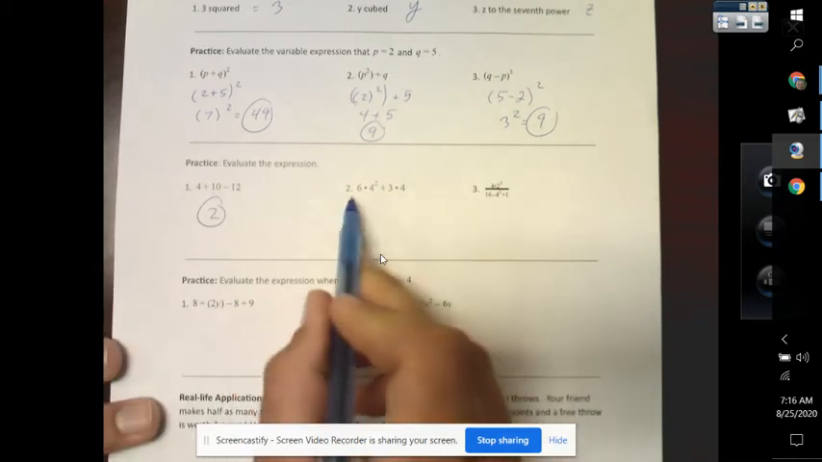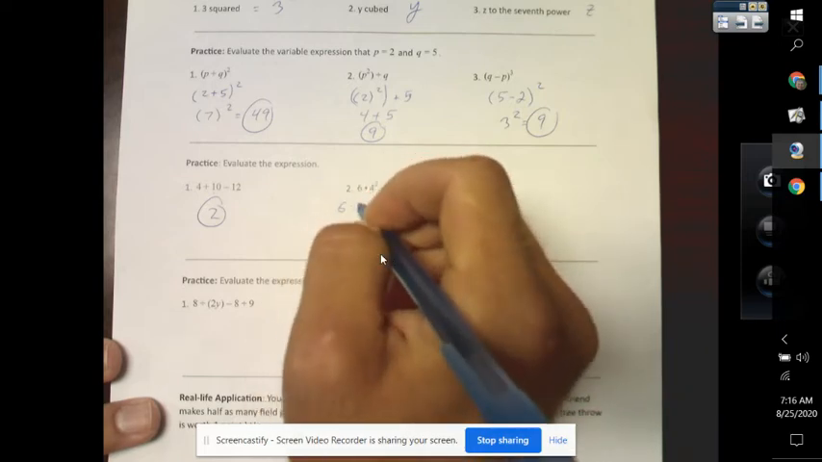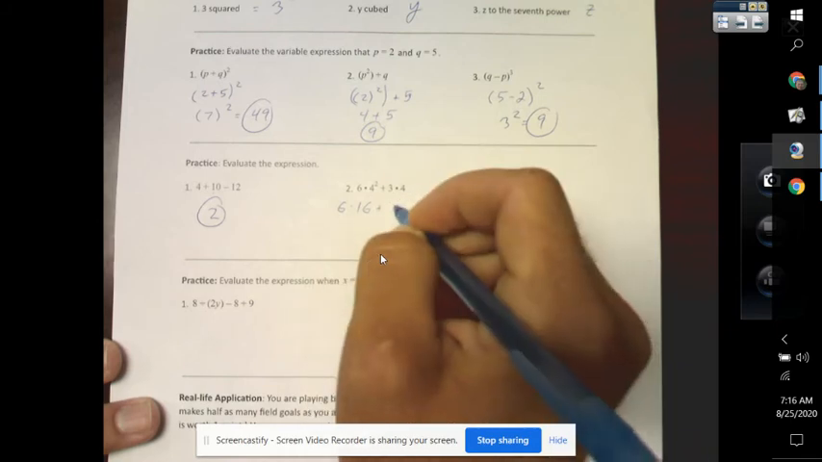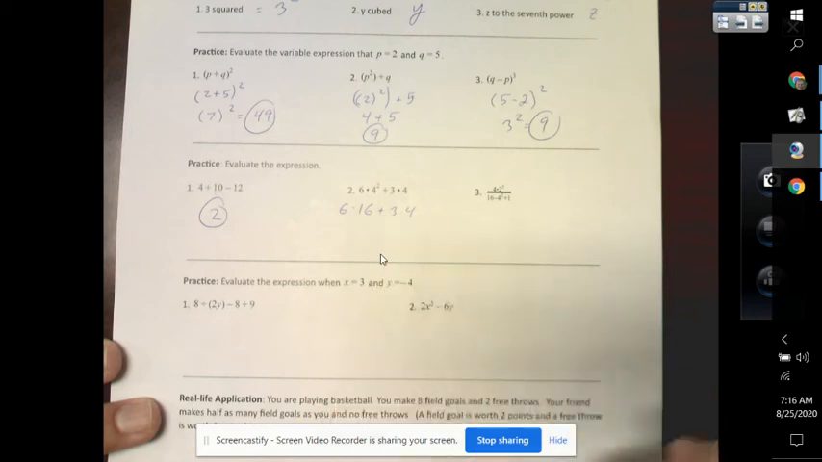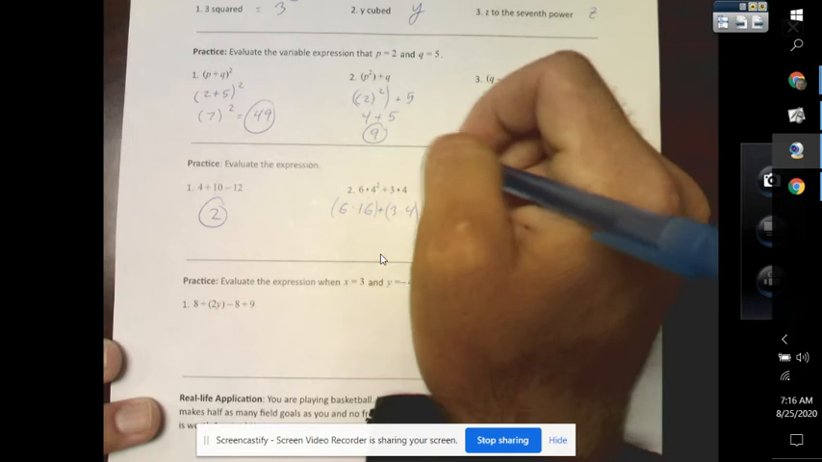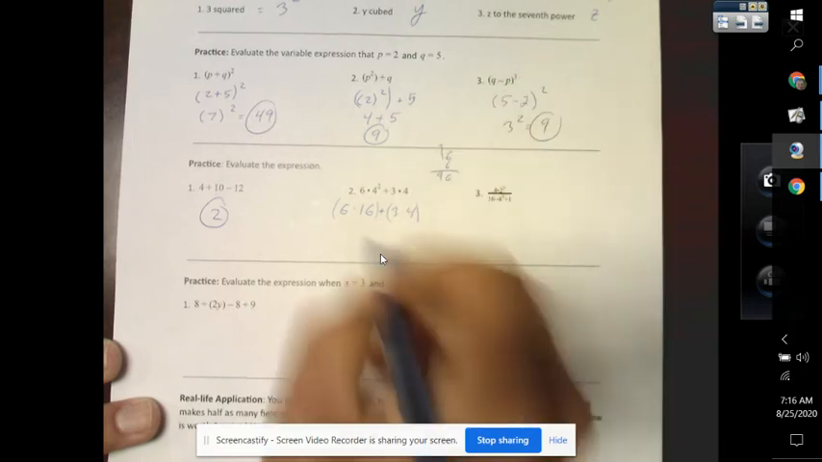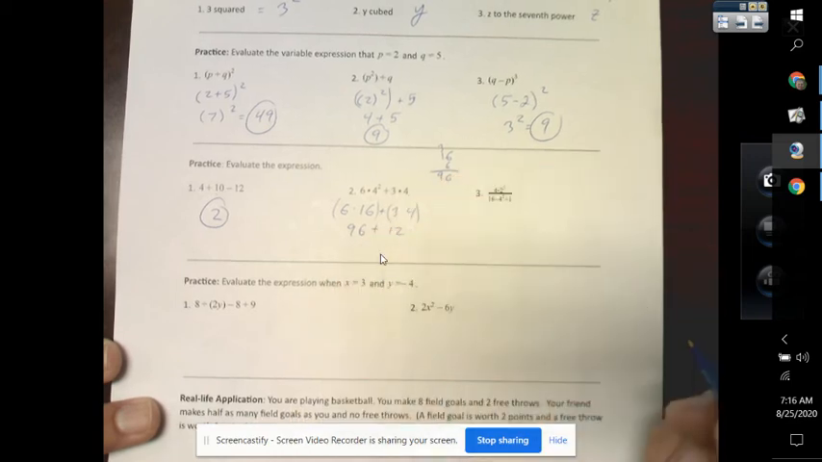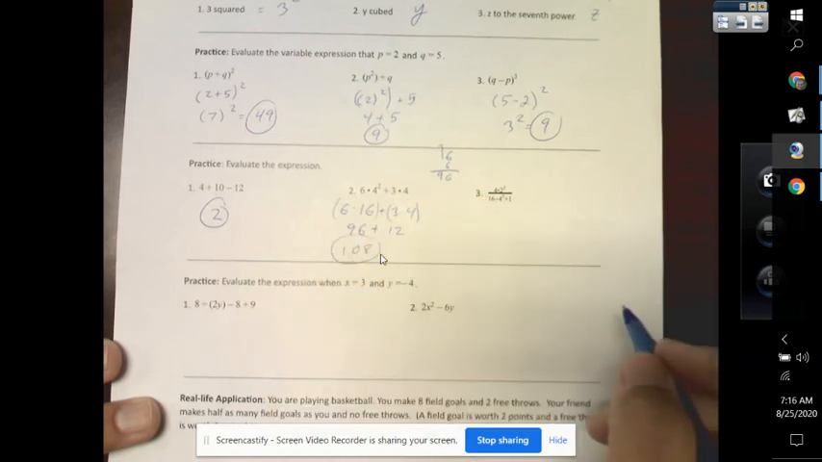Looking left to right. Yes, I know it's multiplication. I've got an exponent first. So I'm going to write 6 times 4 squared is 16 plus 3 times 4. All right. You'll notice this is multiplication. This is multiplication. So I'm going to work with that. 16 times 6, 36, 96. Plus 3 times 4 is 12. Okay. 108. Good stuff. Take your time.